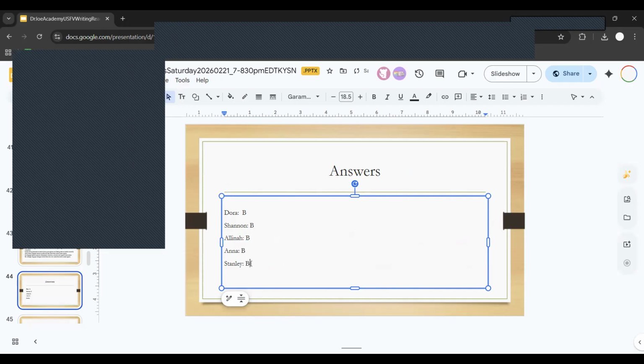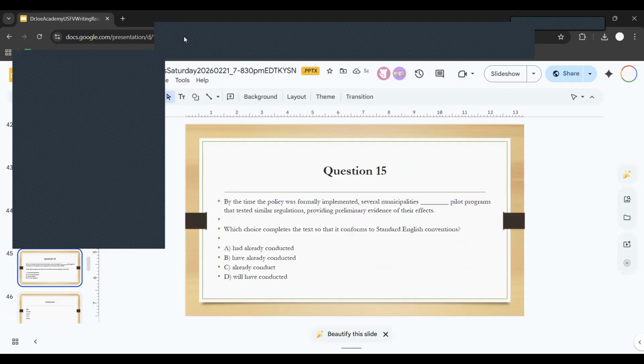All right, and let's take a look at the last question. Alina, can you please go ahead and read this question? By the time the policy was formally implemented, several municipalities blank pilot programs that tested similar regulations, providing evidence of their efforts. Which choice completes the text so that it conforms to standard English conventions?